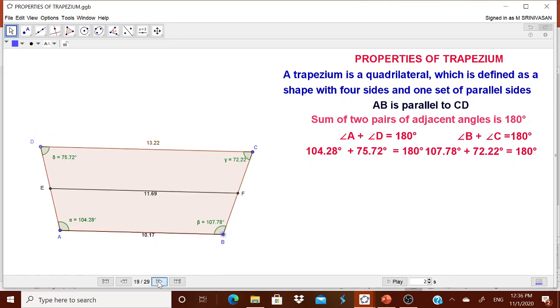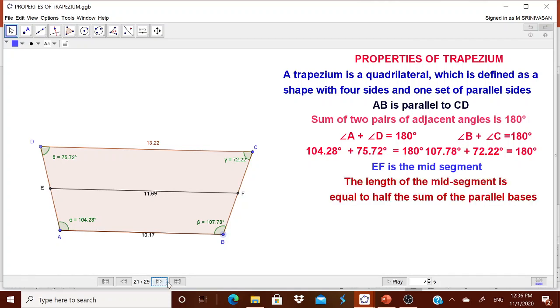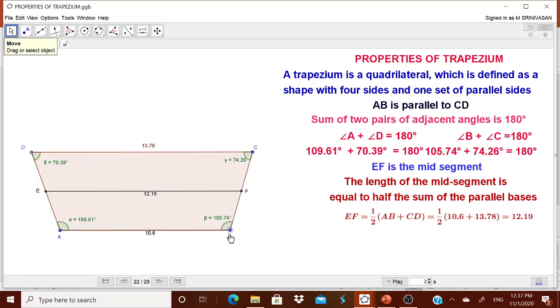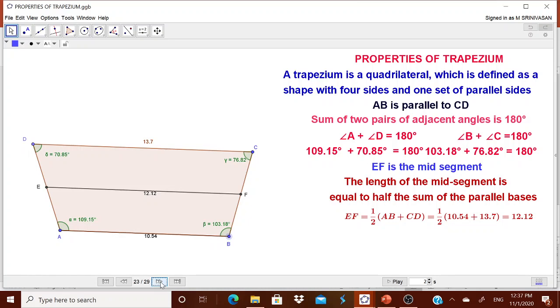Now the next one: there is a property of the mid segment. What is the meaning of mid segment? The line joining the midpoints of the non-parallel sides. What is the connection between the mid segment and the parallel sides? We can tell the children that the length of the mid segment is equal to half of the sum of the parallel bases, that is, EF is half into AB plus CD. Now they can verify it at any spot by pulling it and changing its place. Okay, well, now we can find the perimeter also, and we can find the area also.